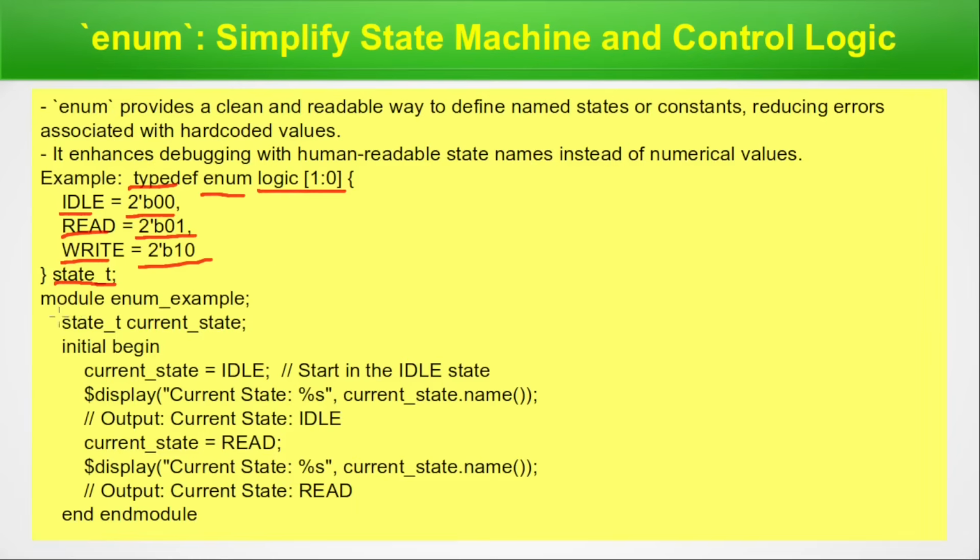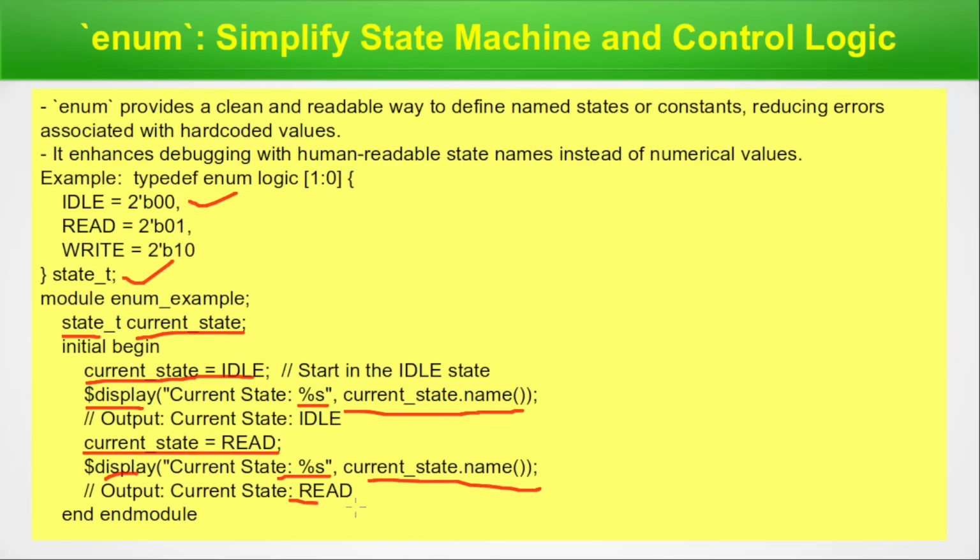Now further going into the example, we have the module enum_example here, and as we have defined state_t here, we are instantiating it as state_t with the current state, and we can have a next state also. So the current state is idle. Okay, so the idle code will be picked up, right? So in $display we give the percentage s, and then we give current_state.name, which is idle. Then the current state is read, and we can again print it using the $display command and percentage s, and we get the current state name, and here it is read. We can change it to write. So this way we can have different sets of data named as per our need.